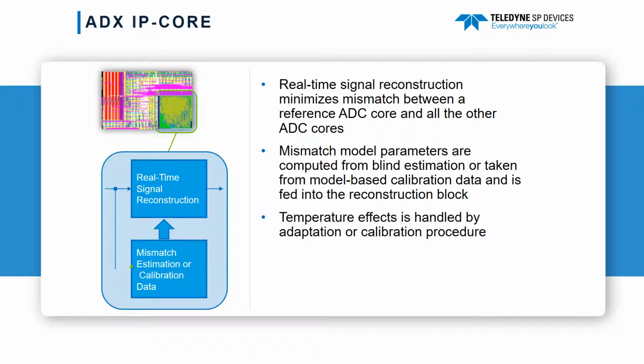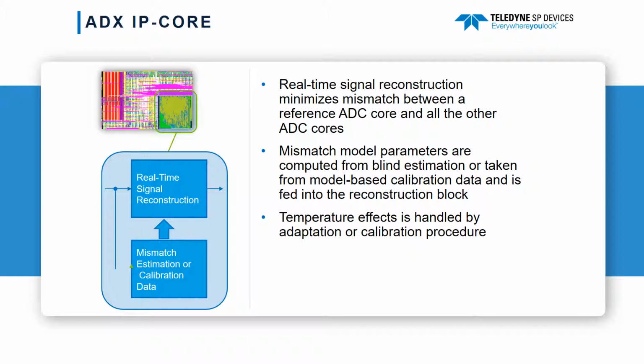Looking a little deeper into how ADX works, the IP.CORE uses a time variable interpolator that recomputes the sample values such that they are free of mismatch. This part of the signal processing is run in real time in the block diagram shown as the real-time signal reconstruction.